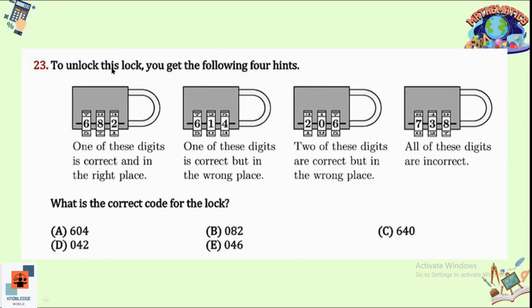Question number 3. To unlock this lock, you get the following 4 hints. What is the correct code for the lock? So if we look at the first hint, one of these digits is correct and in the right place. So the numbers are 6, 8 and 2.